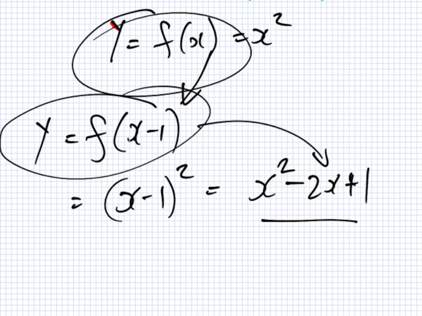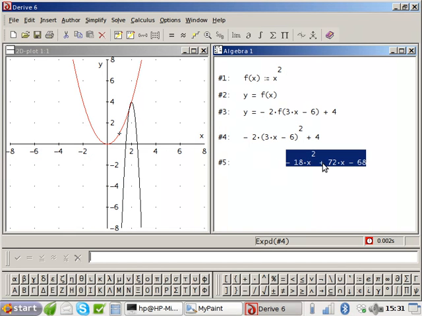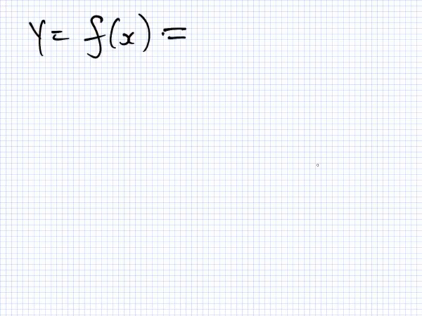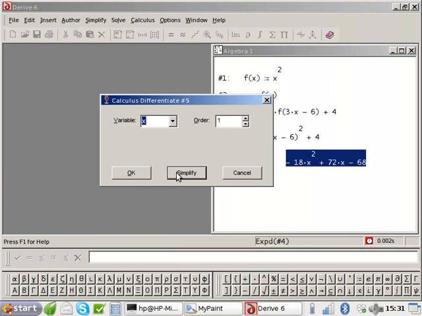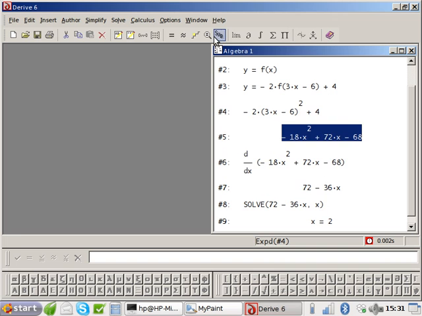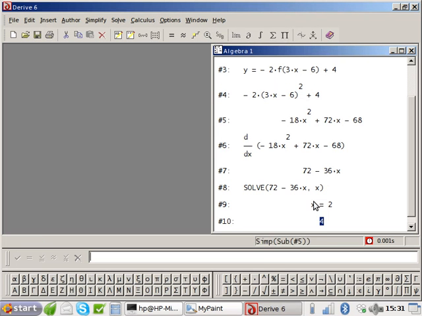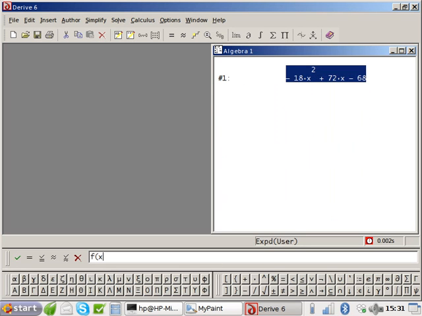Okay. Right. Let's do this graph. y equals f(x), which equals minus 18x squared plus 72x minus 68. Now what I want to do is find out where the turning point is. So derivative, simplify, solve when it's equal to 0. So it'll be at x equals 2, and if I put in 2 for x, (2, 4) is where the turning point is. Okay. So f(x) equals that.